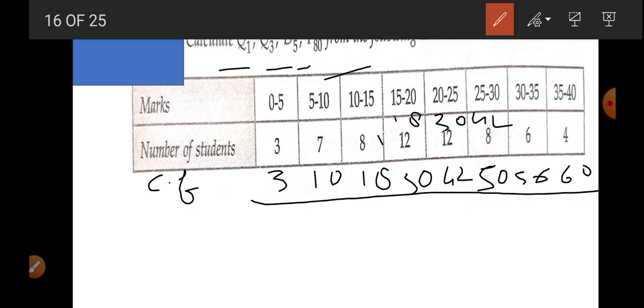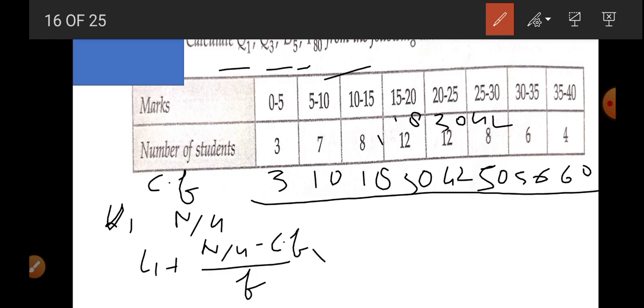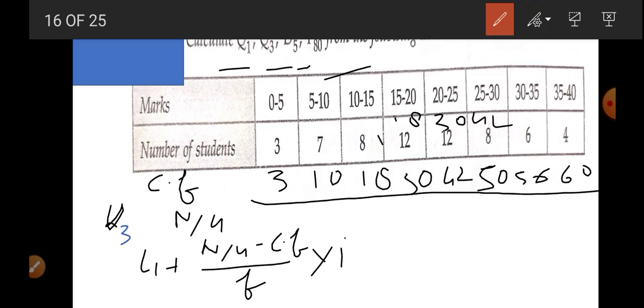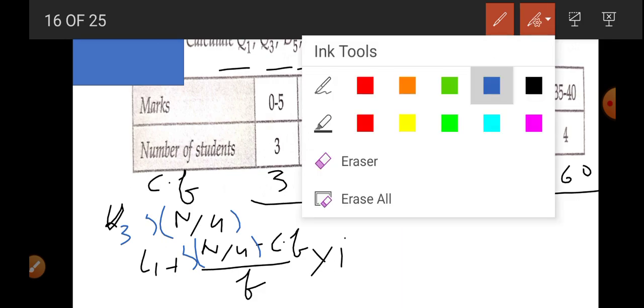Now how are we going to generate the equation? For Q1, first we use n upon 4, second L1 plus (n upon 4 minus CF) upon F multiplied by I. Okay, so in the same way we are going to do it when we calculate Q3. Just here will be the one change: here we are going to write 3, and outside the 3, and the same way here. So it is the equation of Q3. Okay, let us start to do it.